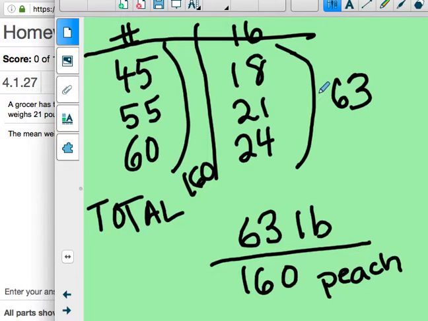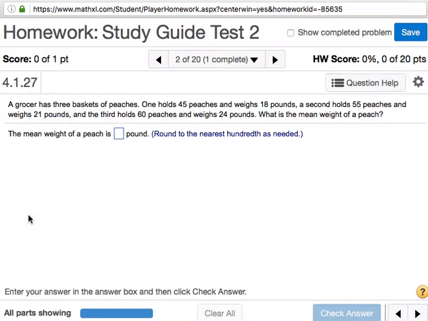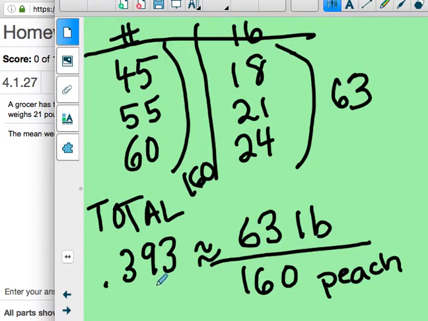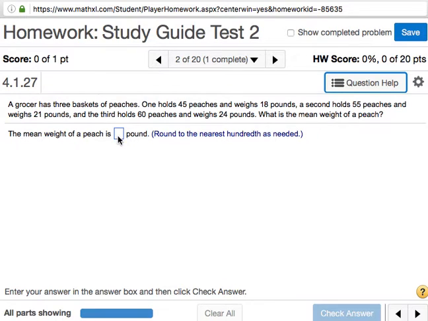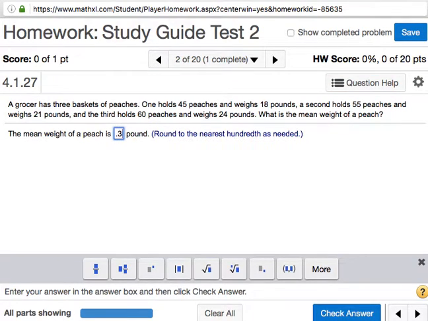So if we come back here, again, we've got 63 divided by 160. That's going to give me about 0.393 pound per peach. So in here it says, what is the mean average weight of a peach? And also be careful, it's saying to the nearest hundredth. So let me go back here. This was 0.3937. So hundredth is two places. That means this is going to round to 0.39. And hopefully we did that right. Let's check our answer.